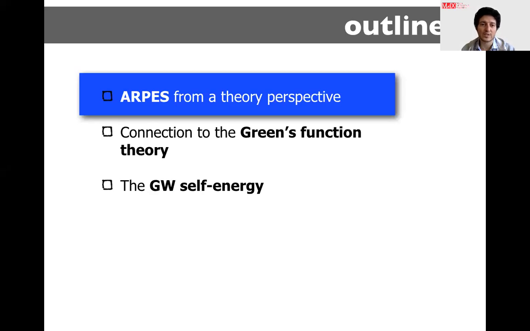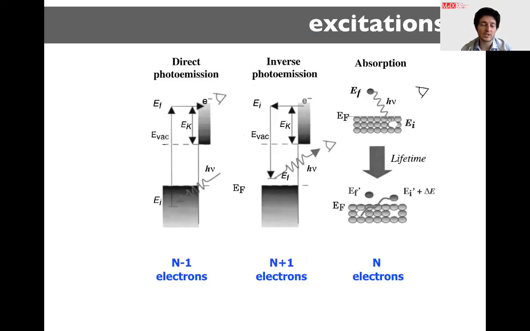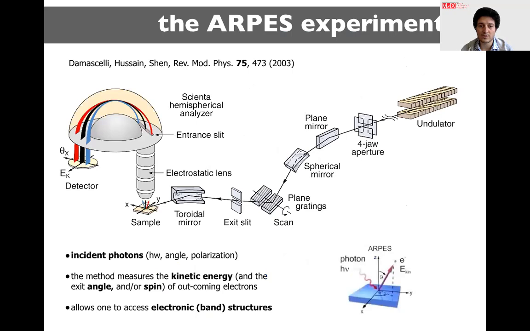So let's start from the ARPES. At variance with absorption, where we basically have a neutral excitation of the system, meaning that the system stays neutral upon excitation, in direct and inverse photoemission, the number of electrons in the system changes. In particular, in direct photoemission, the system is hit by an incident photon and an electron is emitted, and vice versa in inverse photoemission.